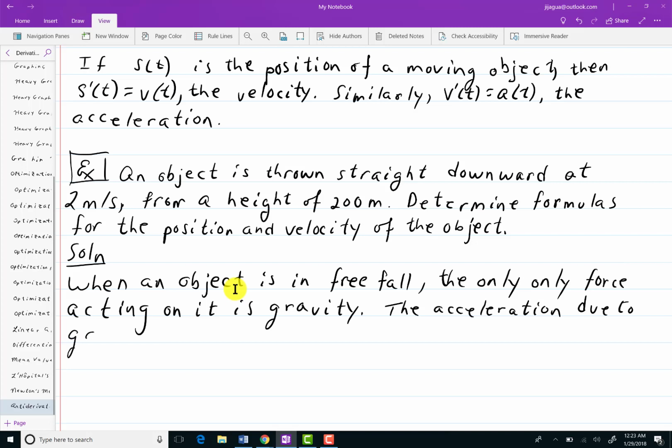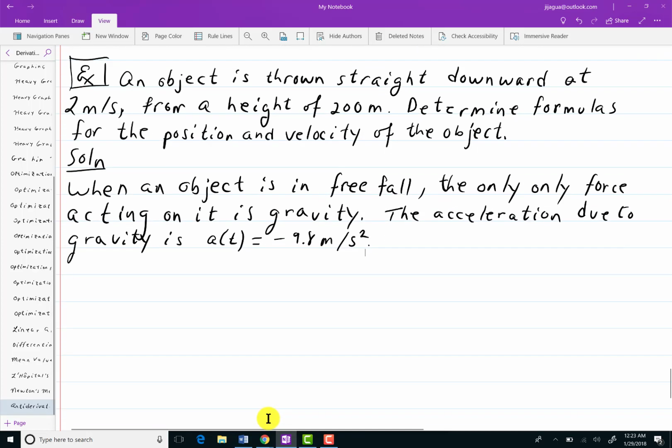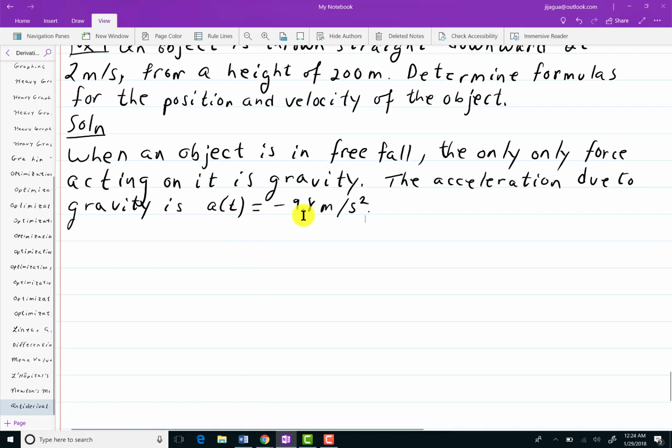Now the acceleration due to gravity is negative 9.8 meters per second squared. So that's what we'll use for our acceleration, negative 9.8 meters per second squared. The reason why it's negative is because gravity is pulling it downward. If it were positive, it would be being forced upward. So that's why the negative is there.